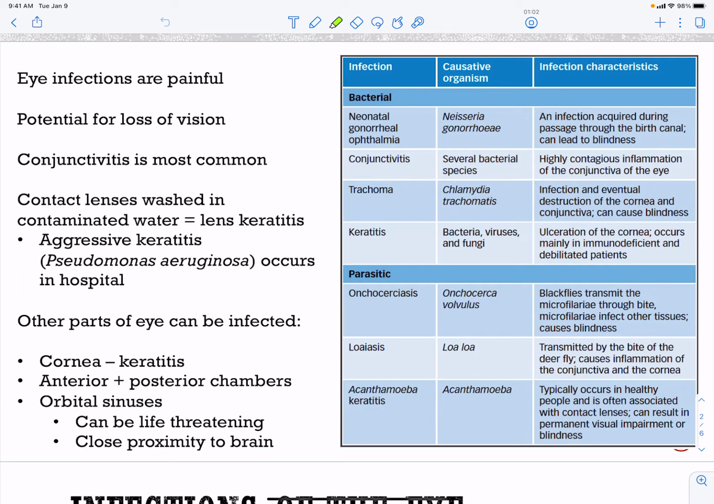There's also infections associated with contact lenses if they're not appropriately cleaned. So one is keratitis, so you can get lens keratitis. Pseudomonas aeruginosa is going to be an active keratitis, usually occurs nosocomially in the hospital. Other parts of the eye are also going to be infected. Cornea is going to be a keratitis. You can have your orbital sinuses, which can be more severe.